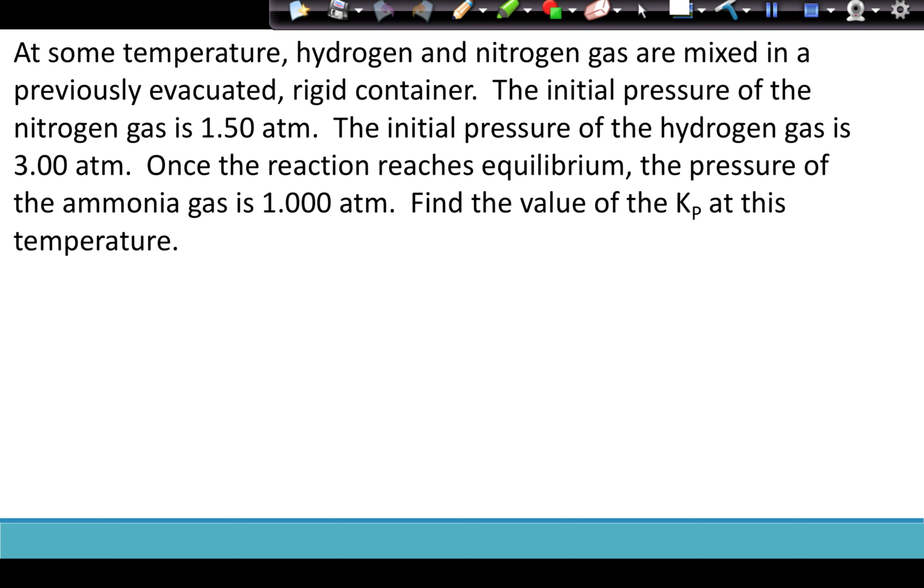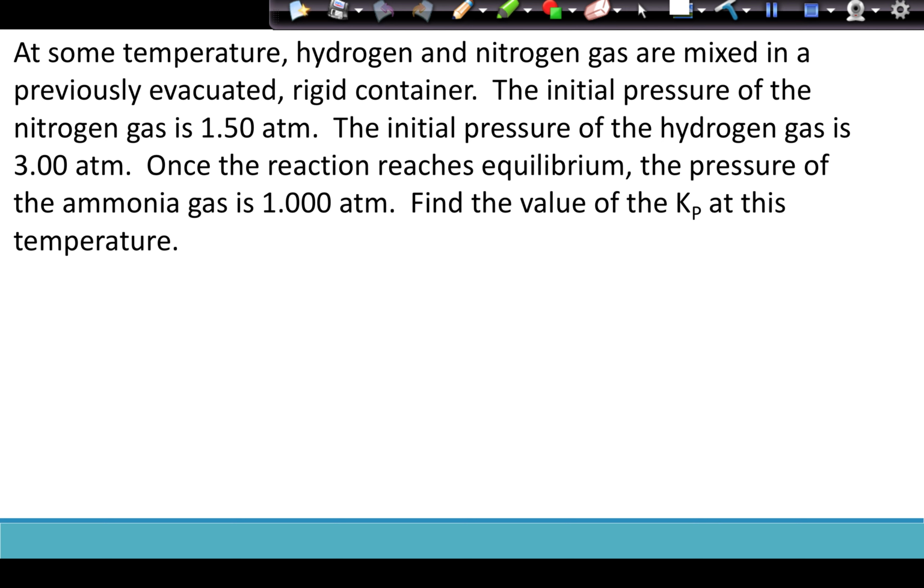So at some temperature, hydrogen and nitrogen gas are mixed in a previously evacuated rigid container. The initial pressure of the nitrogen gas is 1.50 atmospheres. The initial pressure of the hydrogen gas is 3 atmospheres. Once the reaction reaches equilibrium, the pressure of the ammonia gas is 1.000 atmospheres. Find the value of Kp at this temperature.